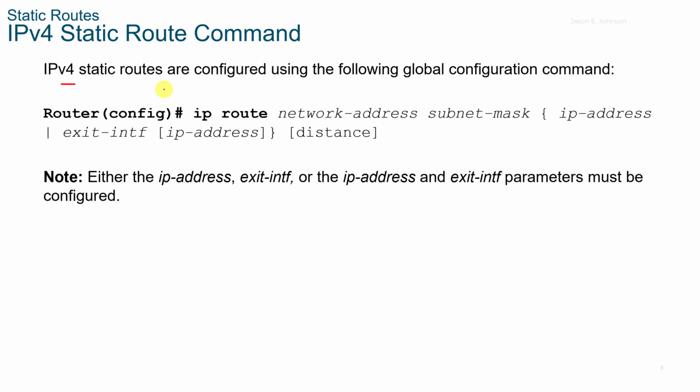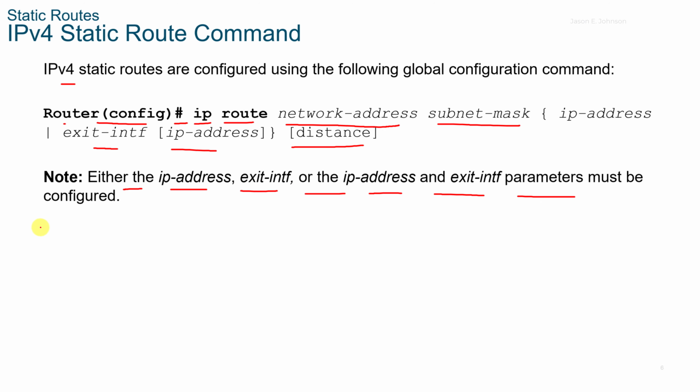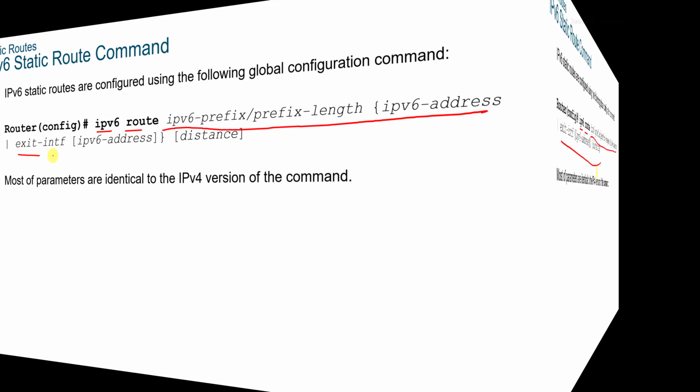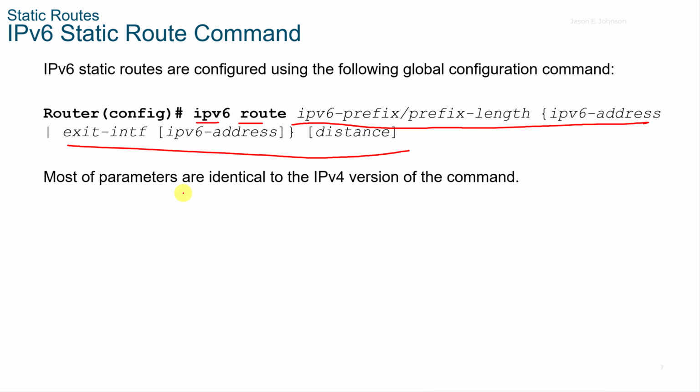The v4 static routes are configured using the following global config command. You have the IP route command, the network address, the subnet mask, and then the exit interface, the IP address, and the distance. Either the IP address, exit interface, or the IP address and exit interface parameters must be configured. On v6, they're configured using the following global configuration command: IPv6 route with these parameters. Most of the parameters are identical to the v4 version of the command.